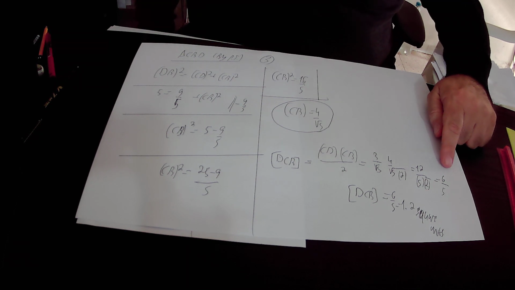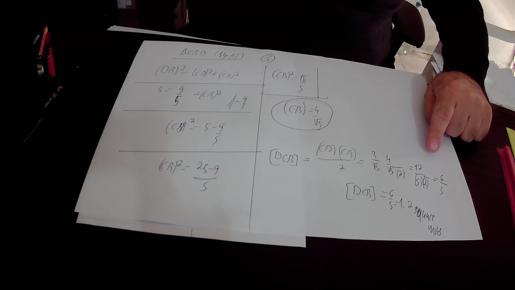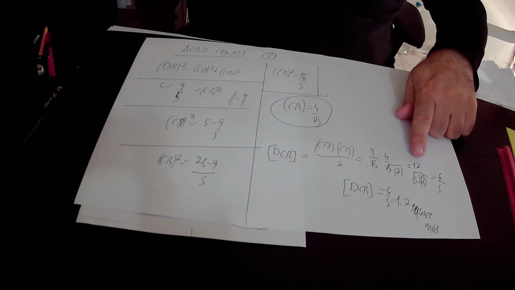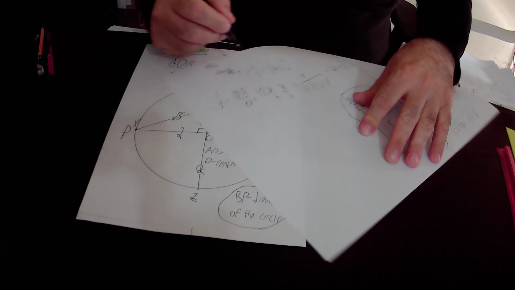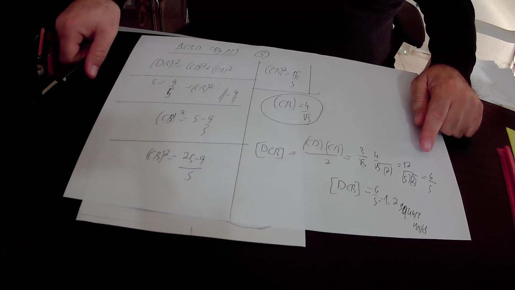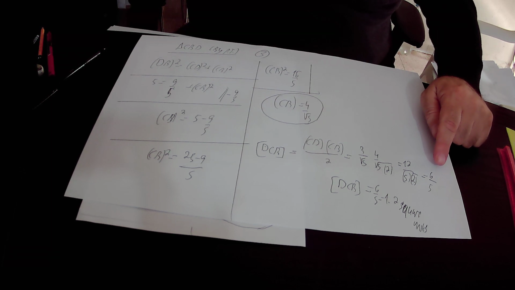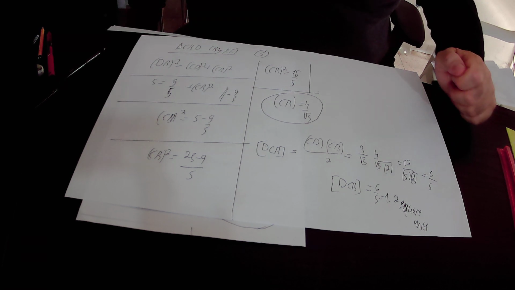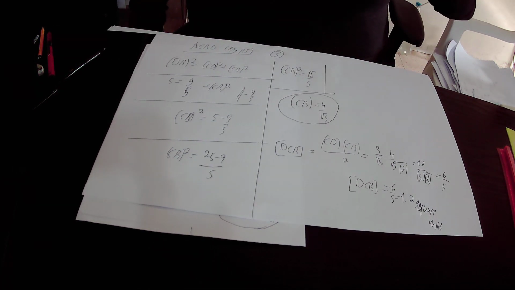Here 12 over 2 is 6, so in the numerator we are left with 6. And square root of 5 times square root of 5 is actually 5, so in the denominator what is left is only 5. So in conclusion, the area of the blue right triangle, triangle DCB, equals 6 over 5 units, or in terms of numbers it is equal to 1.2 square units.